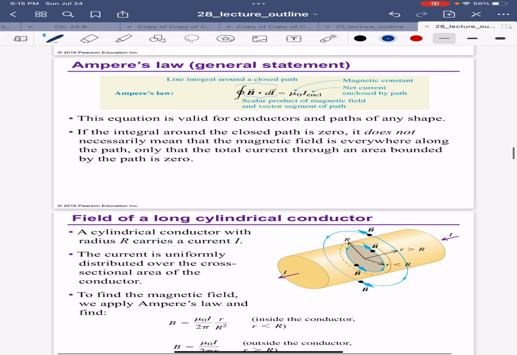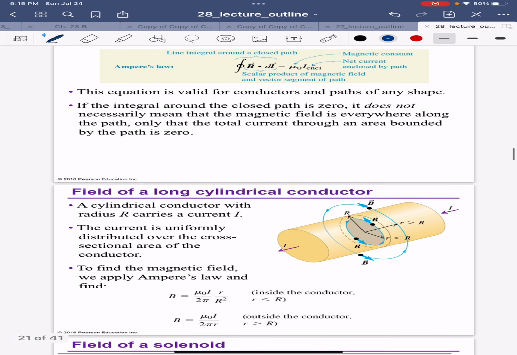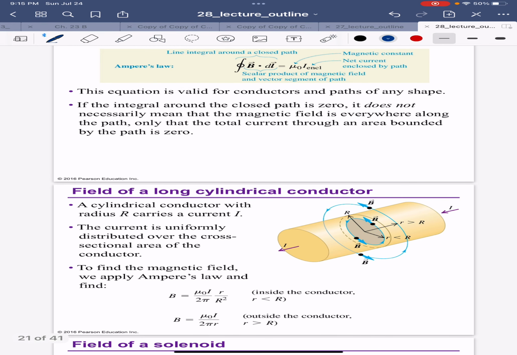Now here, for example, if we have a long cylindrical conductor, like the one shown here, it has a radius r and carries the current I. We will say that the current is uniformly distributed over the cross-sectional area of the conductor, and in order to find the magnetic field, we apply Ampere's law, and we will find that B equals mu 0 I r over 2 pi R squared.